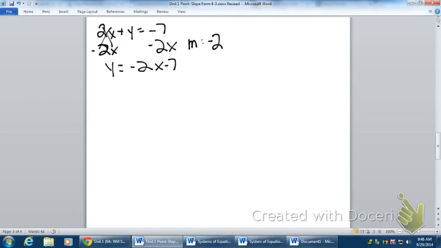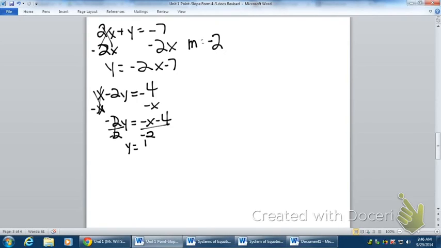My second one is x minus 2y is equal to negative 4. So, same thing. I'm going to get this in y equals mx plus b form. That's all I'm doing. So lastly, you need to divide both sides by a negative 2. So that gives me y equals 1/2 x plus 2. So for this one, my slope is 1 over 2.